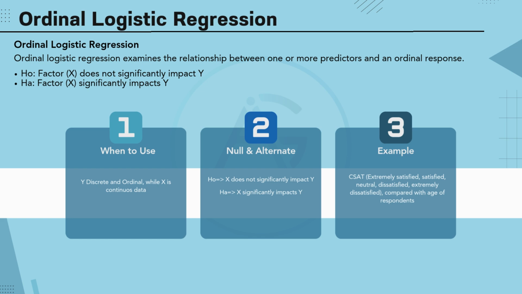Hypothesis testing. We test two hypotheses. Null hypothesis, H0: X does not significantly impact Y. Alternate hypothesis, H1: X significantly impacts Y. If the p-value is less than the significance level, commonly 0.05, we reject the null hypothesis.